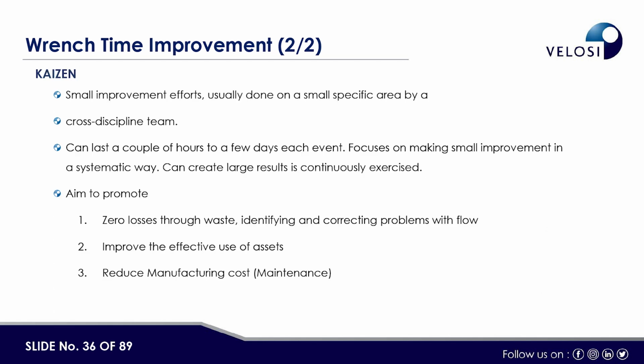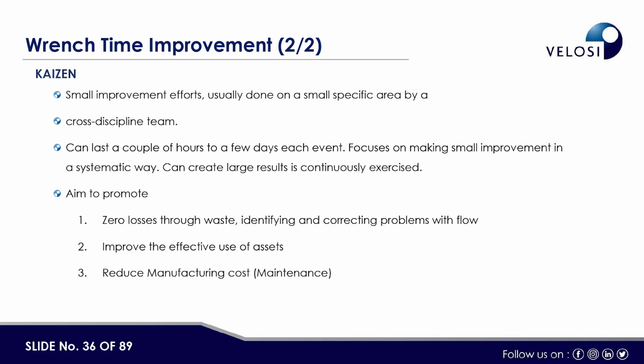So Kaizen is about how to improve, or continuous improvement. This is basically a Japanese word, and this wrench time was also derived from this concept. A small improvement effort is usually done on a small specific area by a cross-discipline team. It can last a couple of hours for a few days each event, or it can be followed on a regular basis.